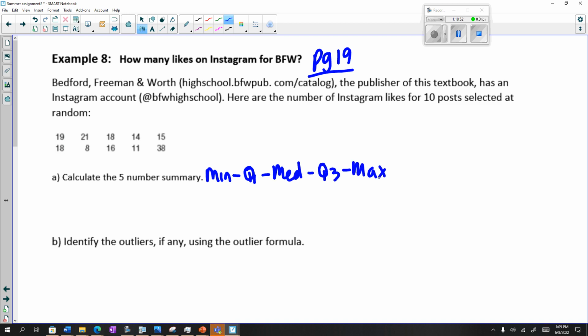So keep in mind that there's 10 total posts, so 10 total in the sample. So list them in order from low to high, starting with 8 and going all the way to 38. And then I want you to find all this key information here. And then you're going to do the outlier formula, and you're going to do a modified box plot.